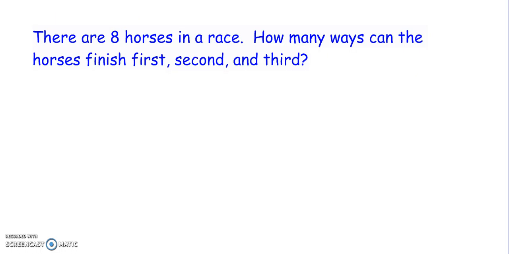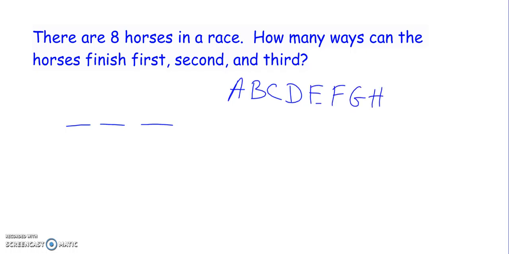But here's one: if there are 8 horses in a race, how many ways can the horses finish first, second, and third? So notice the change here. They're only concerned with 3 events: first, second, and third. The rest of the race doesn't matter. They want to worry about who can finish first, second, and third. So there are 8 horses running this race. Picture your 8 horses: A, B, C, D, E, F, G, and H. Any one of them could win. There are 8 possible winners.